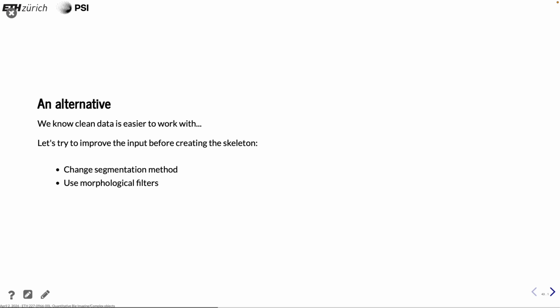There is, of course, always different ways of doing the analysis. The example I did now was mainly to show all the pruning effects, but you can already get it much cleaner by doing some other choices. So one is changing the segmentation method. We only used one color channel, and we can also use some other morphological filters to do the cleaning.